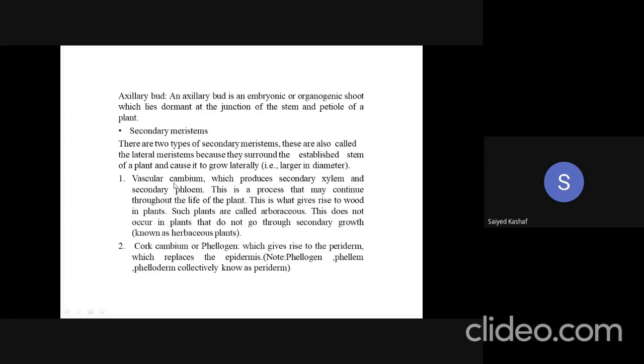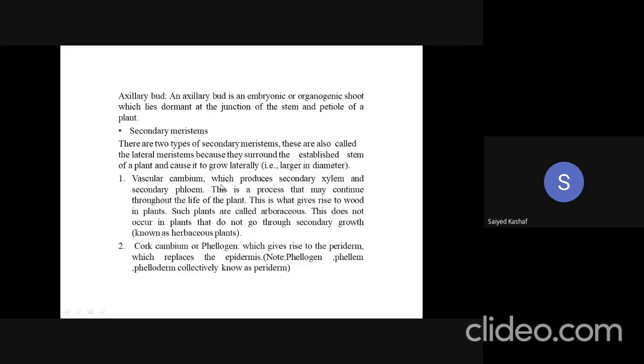These are also called lateral meristem because they surround the established stem of the plant. Why are they referred to as lateral meristem? Because they surround the established stem of the plant and they grow laterally, which increases the girth of the plant. That is why they are known as secondary meristem. So there are two types, vascular cambium and cork cambium.